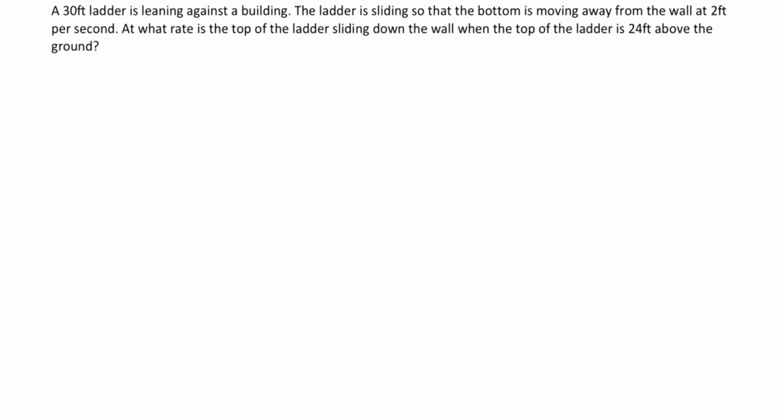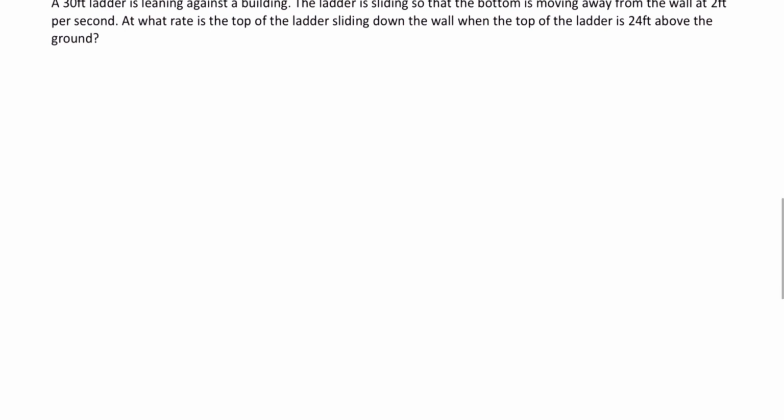A 30-foot ladder is leaning against a building. The ladder is sliding so that the bottom is moving away from the wall at 2 feet per second. At what rate is the top of the ladder sliding down the wall when the ladder is 24 feet above the ground? We'll start by sketching a diagram.